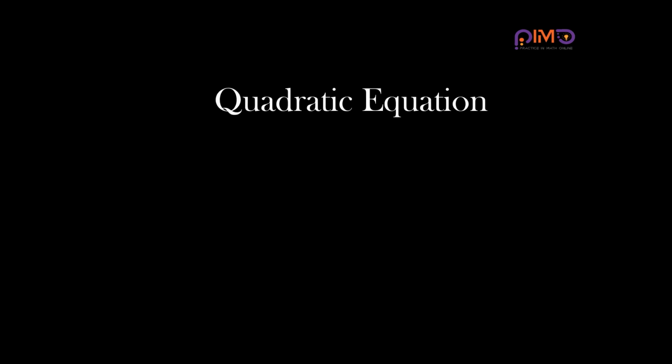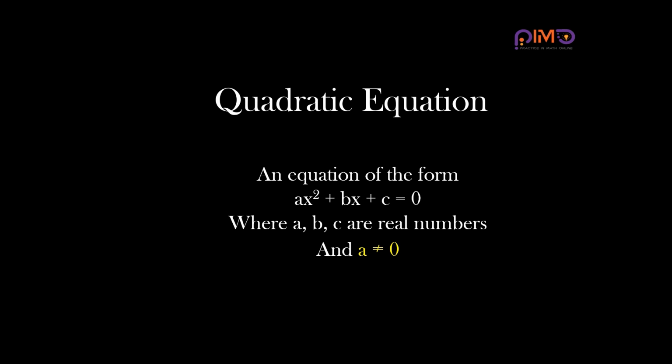So to summarize quadratic equation, it is an equation of the form ax squared plus bx plus c is equal to 0, where a, b and c are real numbers and a is not equal to 0. This is very important because if a is equal to 0, then the only thing that remains is bx plus c, which is a linear equation.